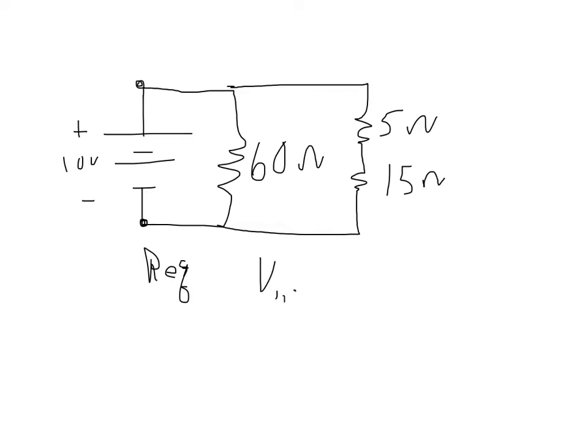So V1, V2, V3, where I could call this one R1, R2, and R3. And also the current through resistors 1, 2, and 3. So those are the things I want to find. I guess I could also find the total current coming out of the battery too. Alright, so that's what I'm going to do.